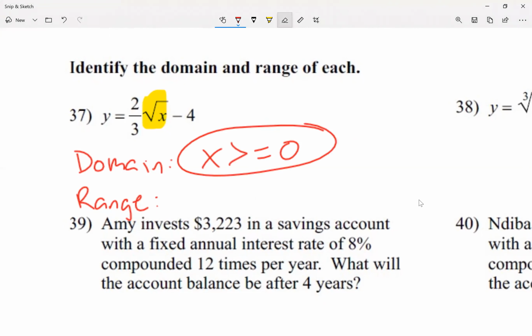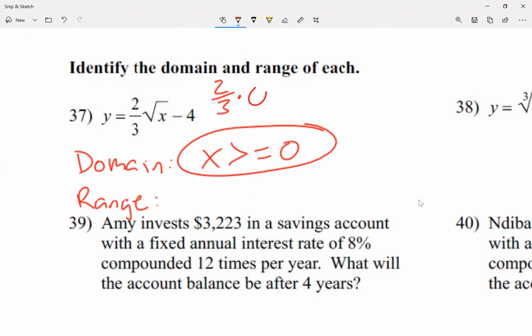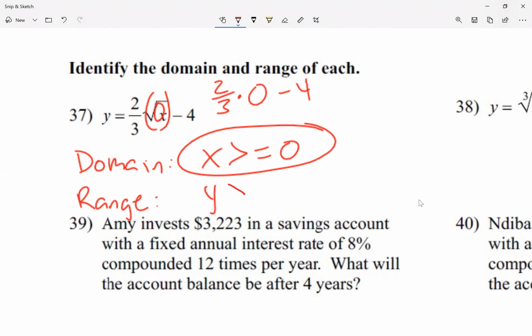Now for my y value, let's see, 2 over 3 times 0, because I'm going to make that square root 0. So 2 over 3 times 0 minus 4. And 2 over 3 times 0 is 0. 0 minus 4 is -4. So y is greater or equal to -4.